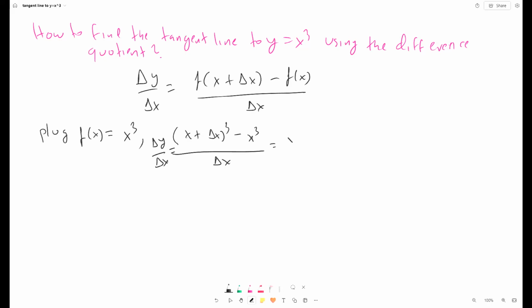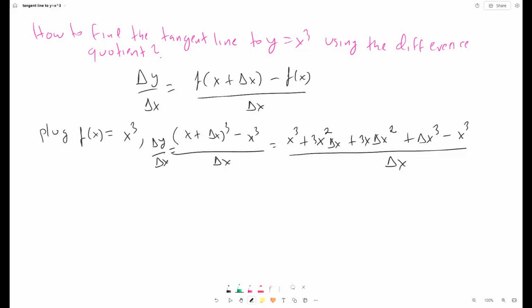That's equal to x cubed plus 3x squared delta x plus 3x delta x squared plus delta x cubed minus x cubed all over delta x.